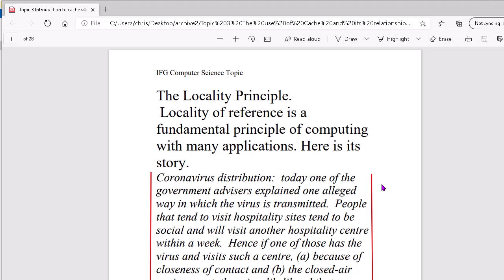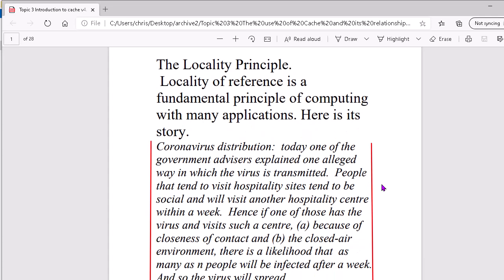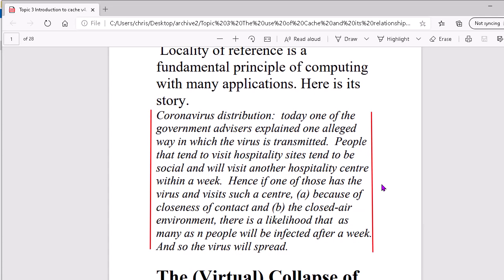examples from computing. So last night I actually heard a government advisor talk about the coronavirus distribution, and I thought I'd cite this as an example of an application of the principle of locality, so it might surprise you a little bit. One of the government advisors explained an alleged way in which the virus is transmitted.